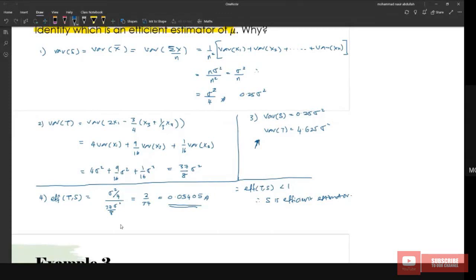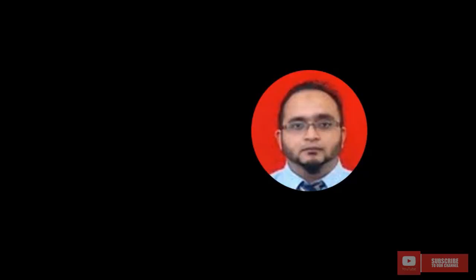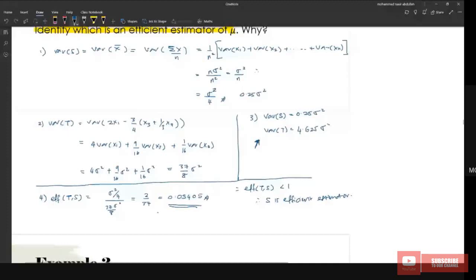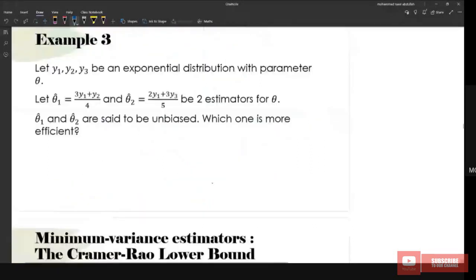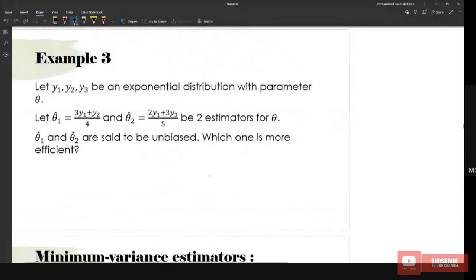So in the final exam, in test number one, test number two, and quizzes, I think you should do the efficiency score, relative efficiency, right? Any questions so far? If you don't have questions, then we can move to the next example.